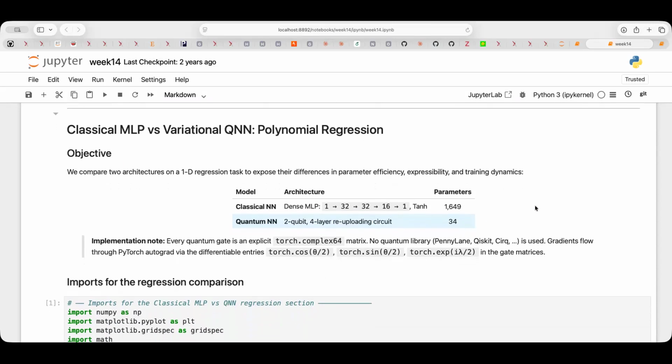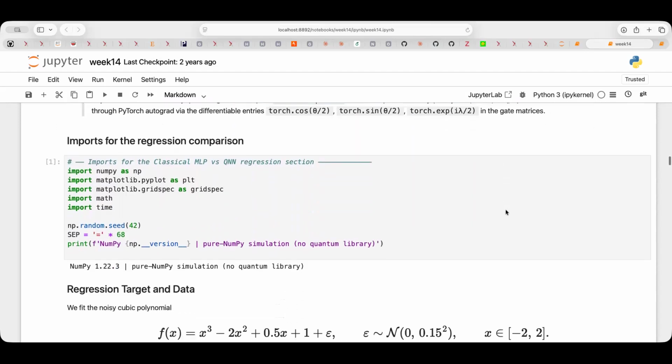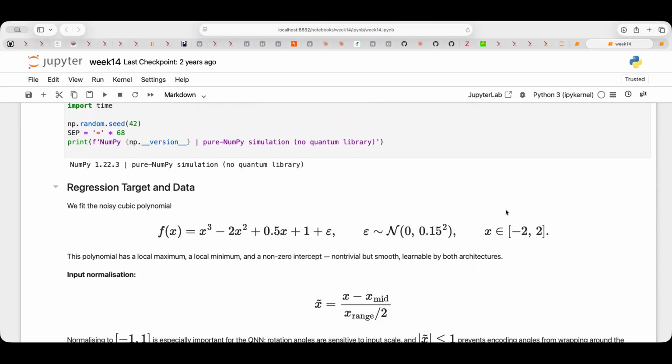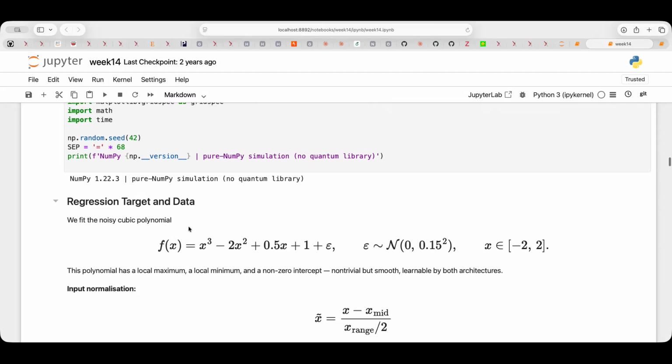So here's the network which I'm setting up. I'm doing a classical neural network, which is a dense one, and I'm going to fit a one-dimensional function. So the function we want to fit is this one. We have f of x given by a third order polynomial, where we also add some noise, which is given by a Gaussian distribution. So x lives between -2 and 2, and this is the function we want to fit.